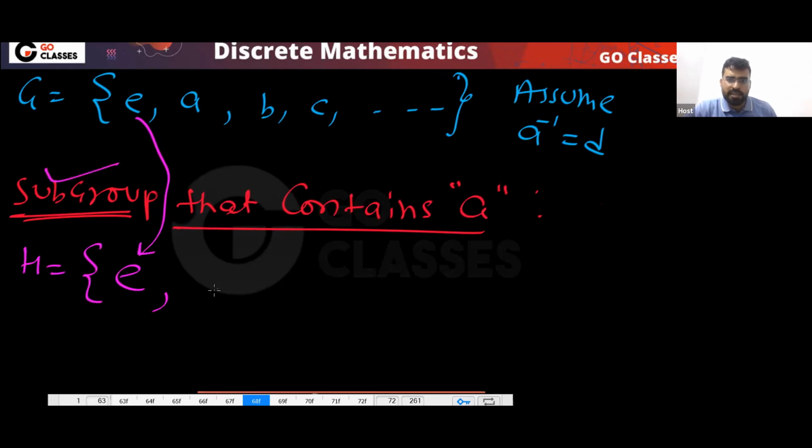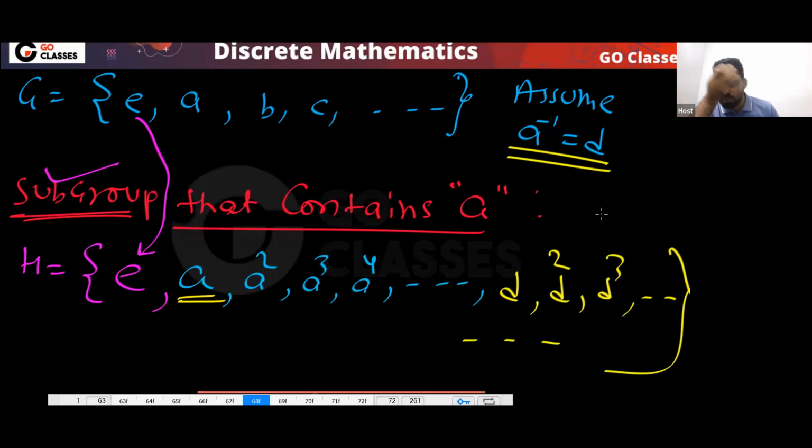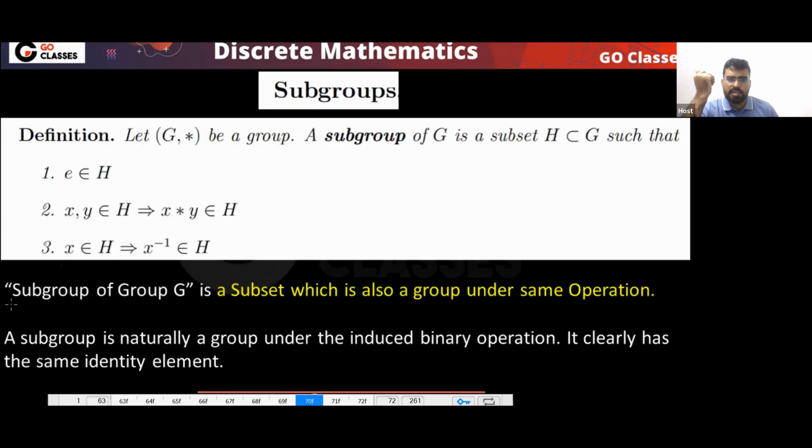Now subgroup that contains A. So if you are taking A, then you should take A square, A cube, A power 4 and so on. Because you are taking A, you should take A inverse, and because you are taking D, you should take D square, D cube and so on. Yes or no? So this is the idea. Is this clear to everyone?